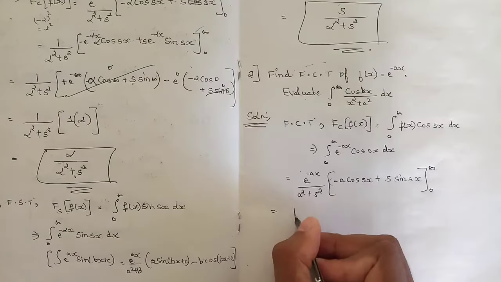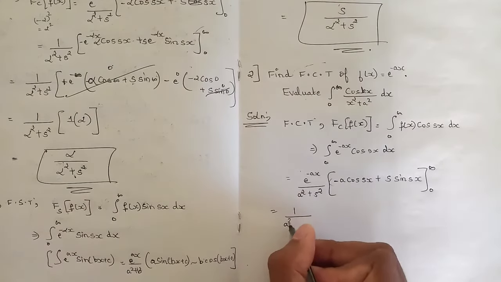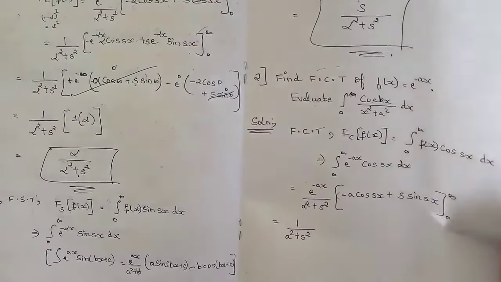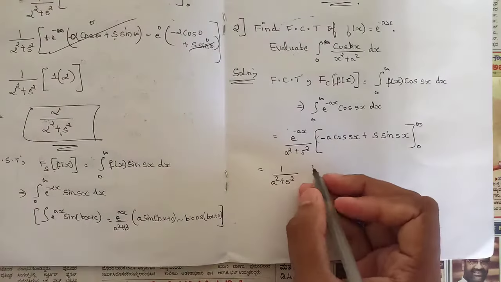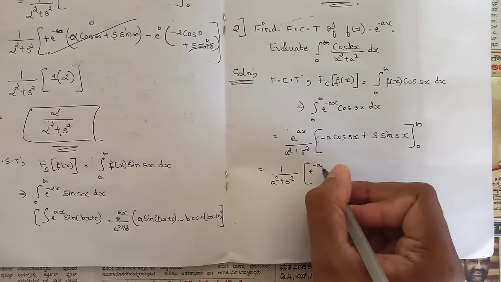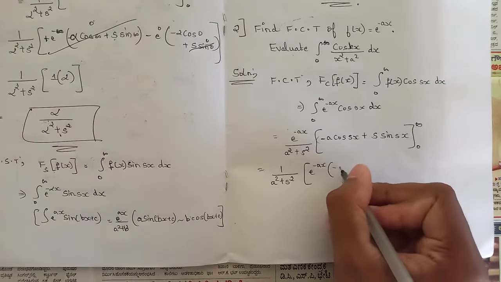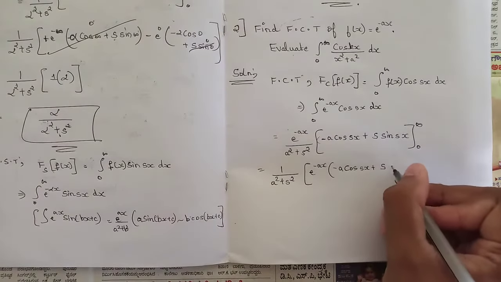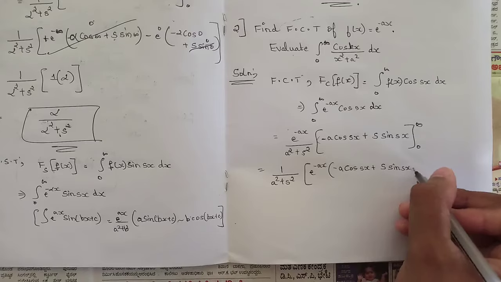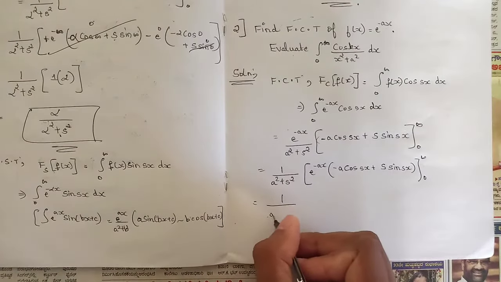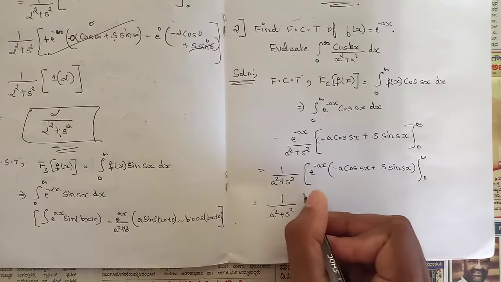Again in here we are going to take 1 by a square plus s square as common, and e to the power minus ax as common for both these terms, minus a cos sx plus s sin sx. Limits are from 0 to infinity. So now let's apply the limits.